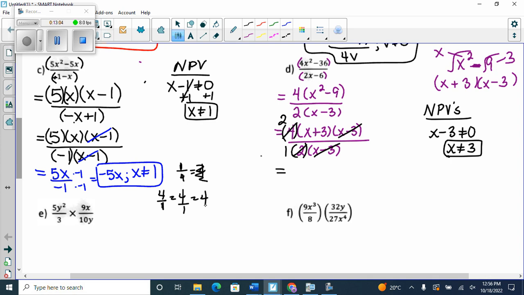So all we're left with here is 2 times x plus 3, and then x can't equal 3.